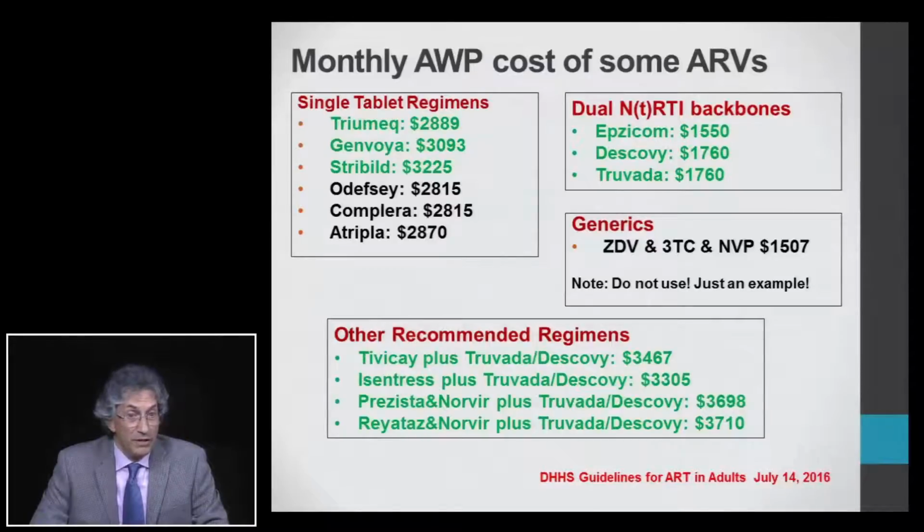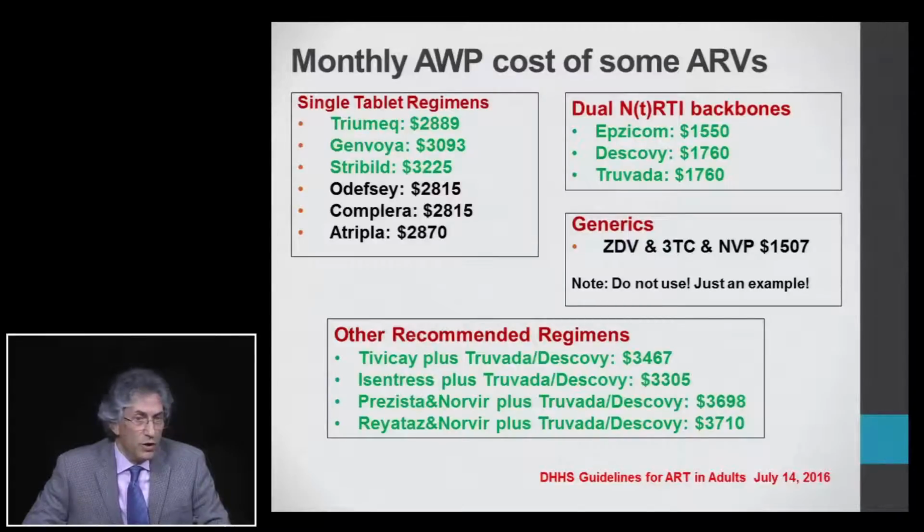You'll see the boosted protease regimens in the bottom box are much more expensive, $3,500, close to $4,000 a month as the sticker price. Just to show you, I made up a regimen which used to be considered good. We would now consider it not a reliable regimen, but zidovudine or Retrovir with 3TC or lamivudine and nevirapine or Viramune. These three are all generics currently in the U.S., and they would be $1,500 a month.